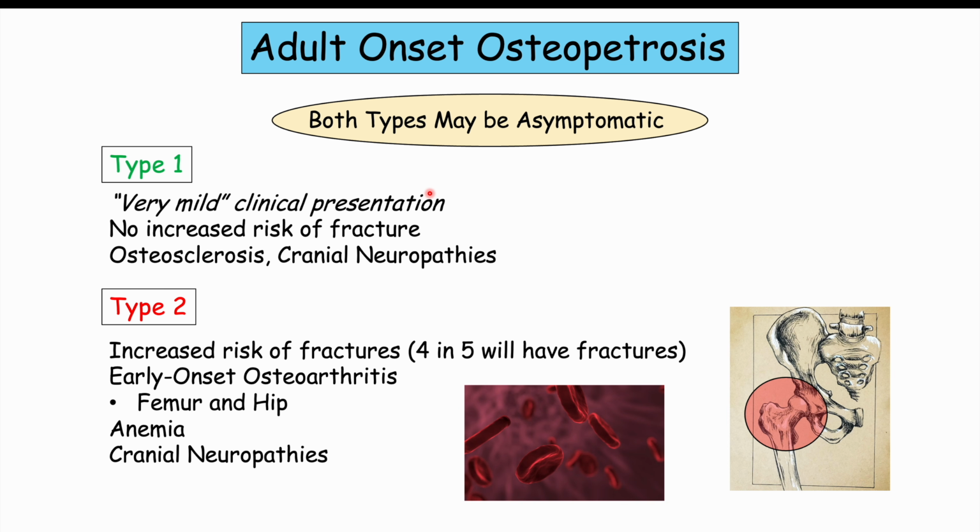And it's going to be diagnosed in the first decade of life, as opposed to infantile, which is often diagnosed in the first year of life. So again, they can have issues with some of the findings in infantile osteopetrosis, but not as severe, but again, not as mild as adult onset osteopetrosis.